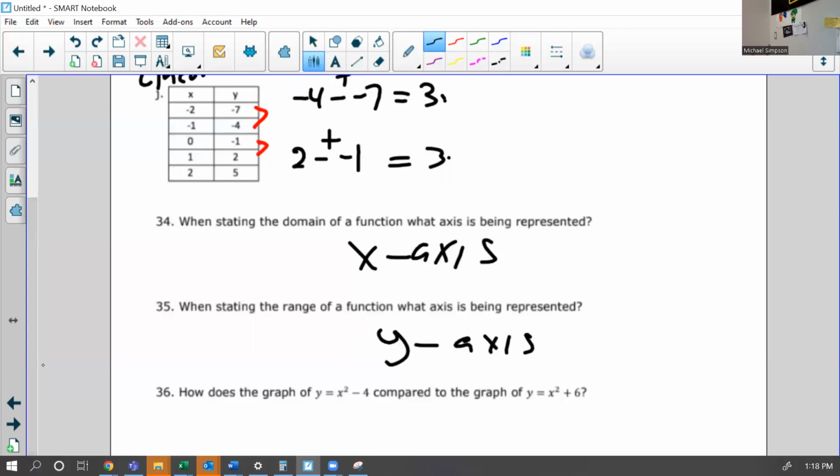36. Okay, 36 is how does the graph compare to? Okay, again, we did this before, guys. Very simple to do this. Hopefully you know to do this. And if you're not sure, just graph both equations and see what it looks like.